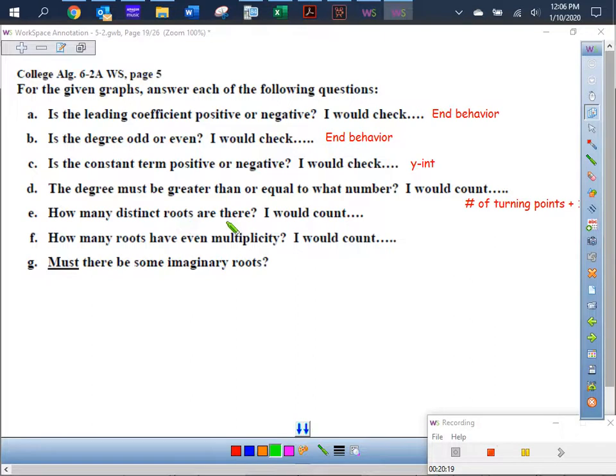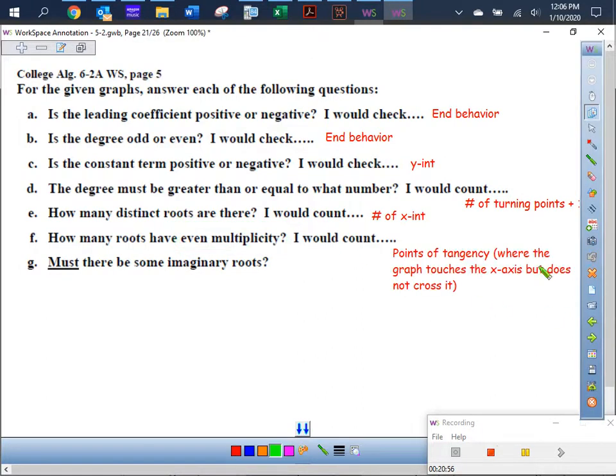How many distinct roots are there? The roots are the zeros. Those are our x-intercepts. We'll count those up. So it's the number of x-intercepts. If I'm going too fast, you can always hit pause. And how many roots have even multiplicity? Even multiplicity is a fancy way to say that double root thing. And that's where we're looking at the points of tangency. You don't need to write all this down, but you probably want to just count your points of tangency. I think we understand what that is. So that's how you tell if they're even multiplicity.